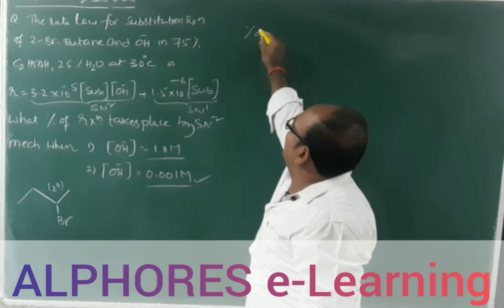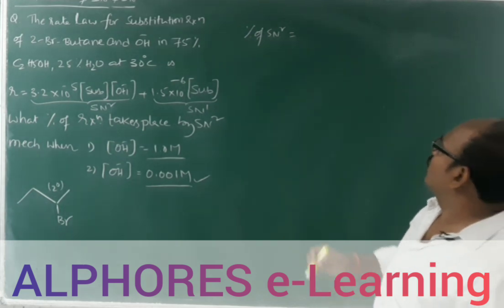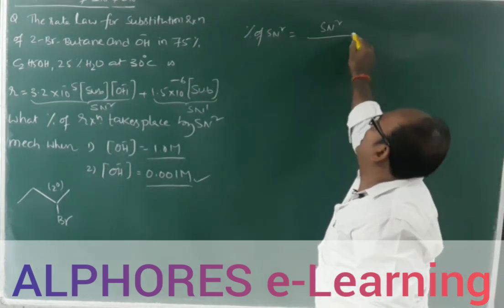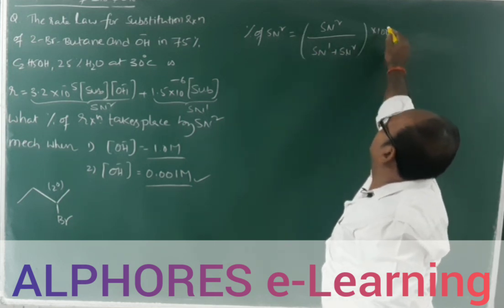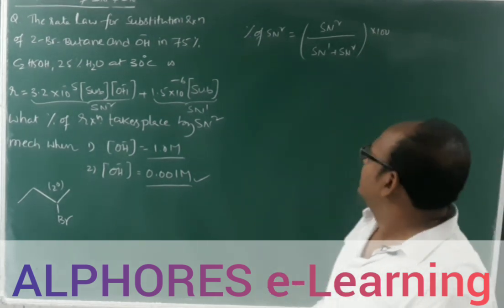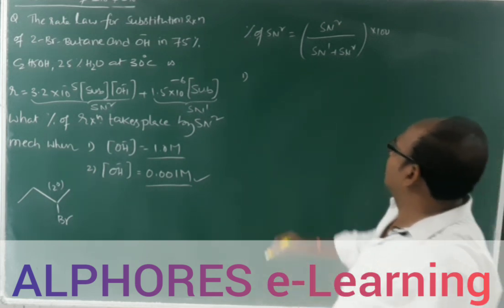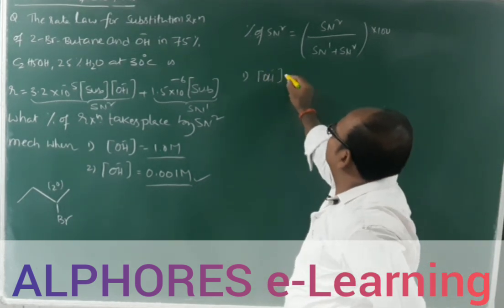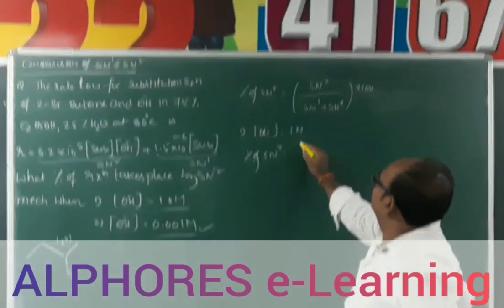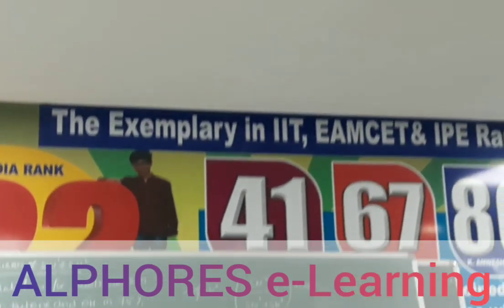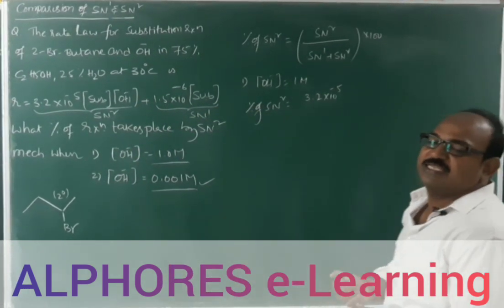The question asks for the percentage of SN2. To calculate the percentage of SN2, it is the SN2 rate divided by SN1 plus SN2, into 100. Nothing but this only. So let us solve the first case. Case 1: when the OH minus concentration is 1 molar, the percentage of SN2 is equal to 3.2 × 10^-5, the rate constant for SN2, and this one is the rate constant for SN1.